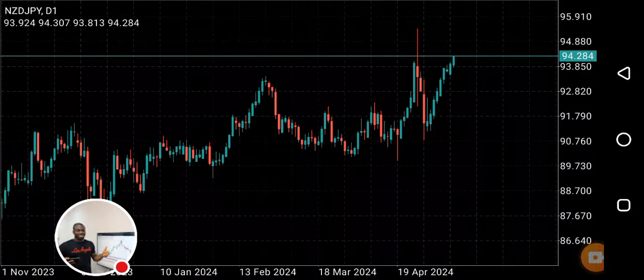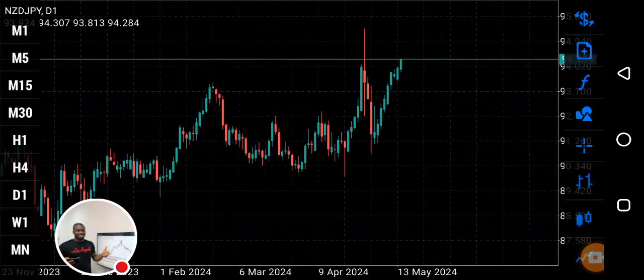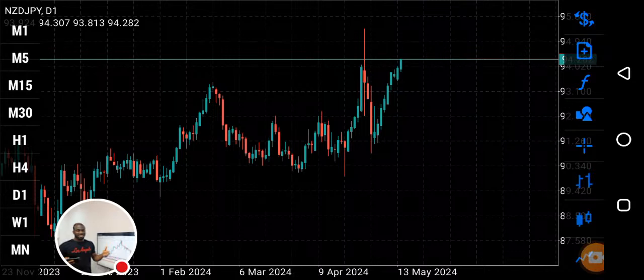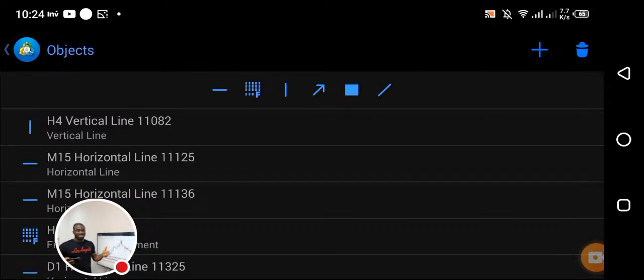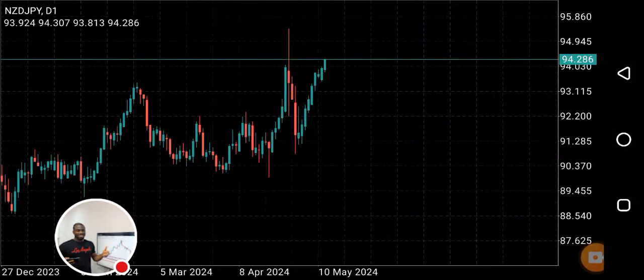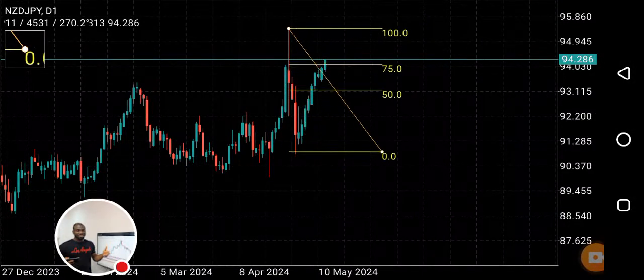So let's start with the daily. Okay, we're on the daily time frame. So let's apply Fibonacci. Let's take it from this swing high to this swing low. So where is price now?